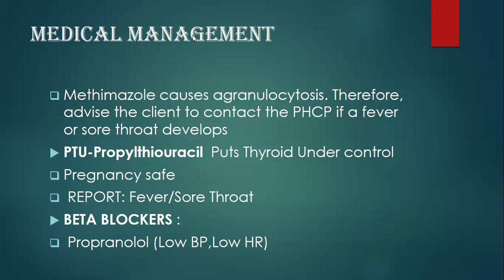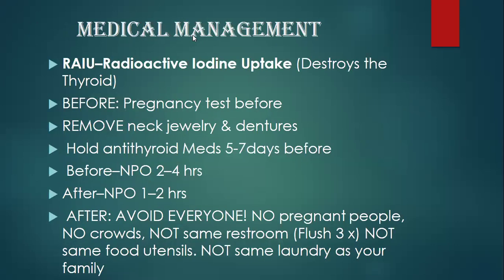Then another medication that we use is PTU, propylthiouracil. This one puts the thyroid under control. It's also safe in pregnancy, but you have to tell the patient to report any form of fever and sore throat because it's also what causes agranulocytosis. Then another thing is beta blockers. Another medication is beta blockers. We all know our beta blockers. They are antihypertensive, the propranolol, to lower the BP.